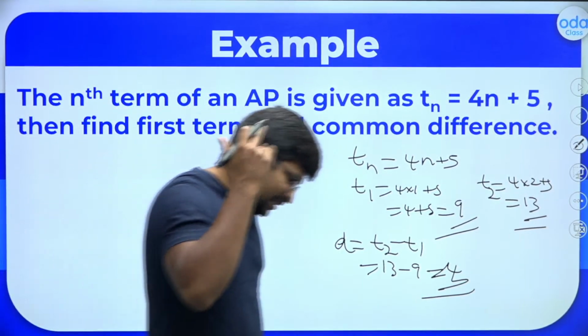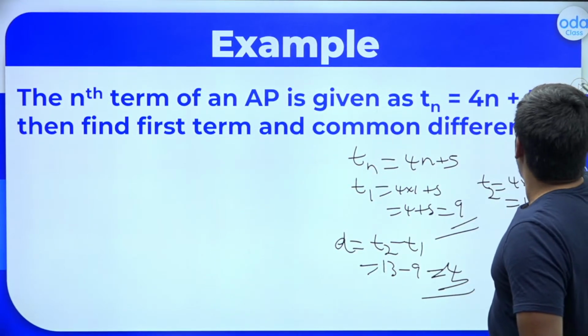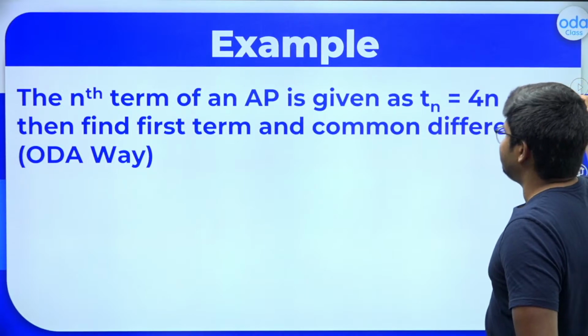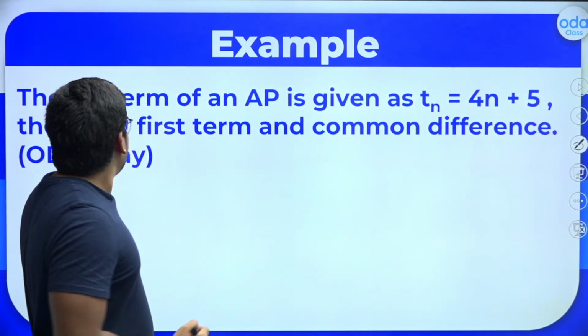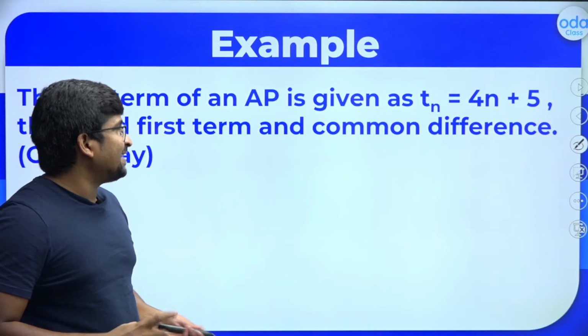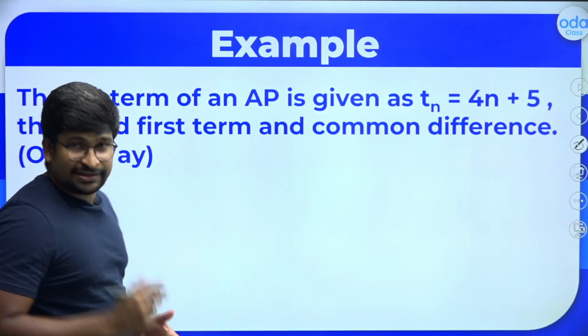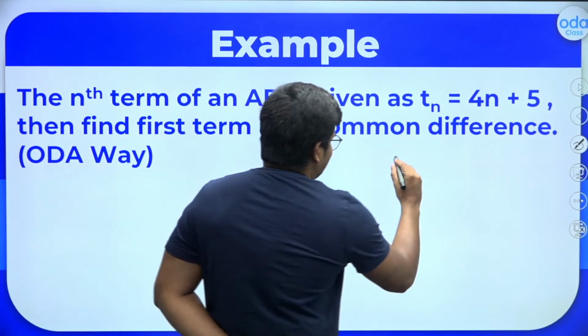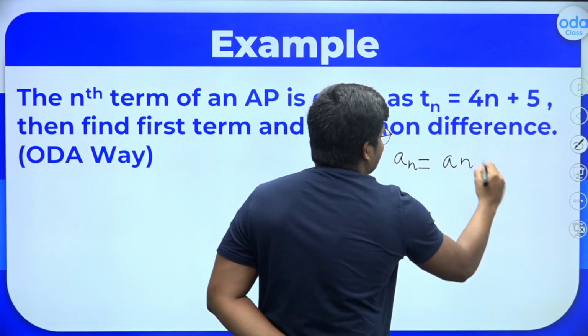Now, my dear friends, this is how you will do it in the normal method, but don't worry, in ODA class, we have a very, very easy technique for this too. Observe here carefully. If the nth term of an AP is given as Tn is equal to 4n plus 5, then find the first term and common difference.